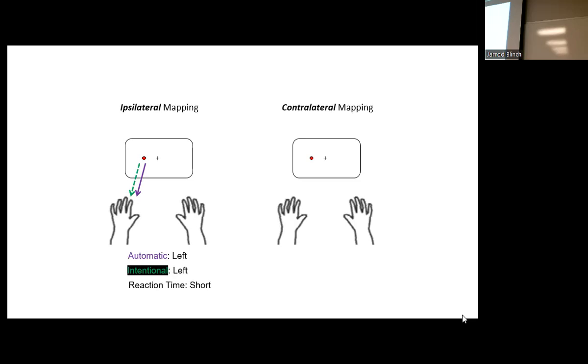Contralateral mapping, this is the trial here. So you should be making a right response. Oh, I gave away the intentional. So automatic is left, intentional would be right, and because they differ, we're going to have a long reaction time.